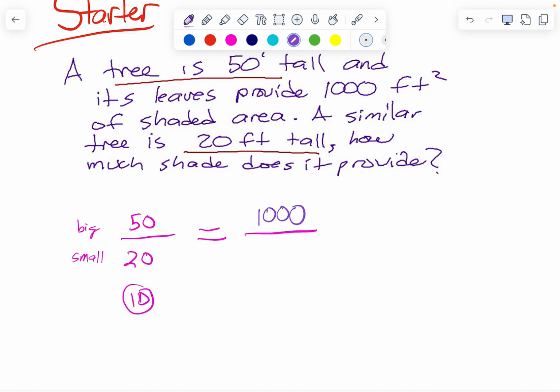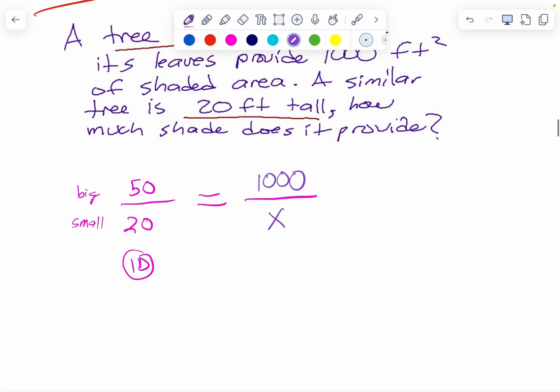And on the bottom? Okay. How many dimensions is this side? This now is 2D because this is area, talking about square feet of shade.